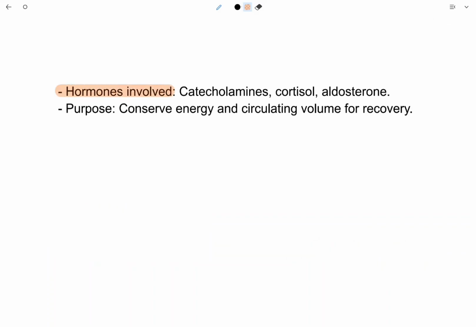Hormones involved in the catabolic phase are catecholamines, cortisol, and aldosterone. These three hormones are involved in the catabolic phase. The purpose of catecholamines is to conserve energy and circulating volume for recovery.